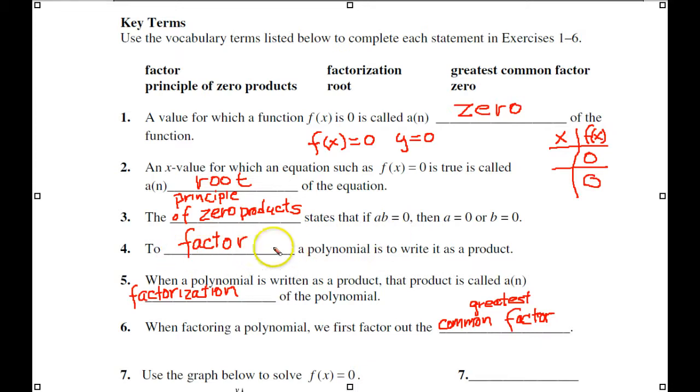To write a product, in order to sort of work backwards, if you end up with a product, what did you have leading into that? Well, you had factors. So the factors, as we have here, a times b, these are factors. 0 is the product. When a polynomial is written as a product, the product is called a factorization of the polynomial. So we'll see examples of that.